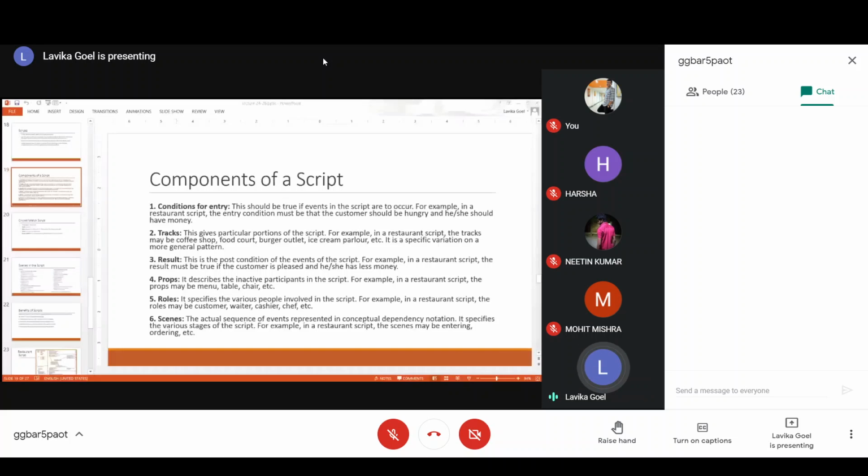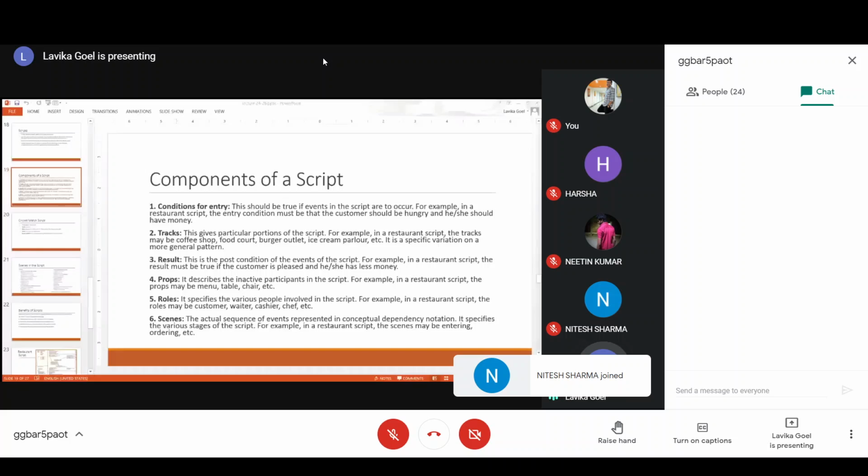Then result is post conditions of the script. So when you execute that script, what is the result? For example, when you execute the restaurant script, your result would be that the customer is pleased and he has got less money because he has given some money to the hotel owner, right? So these are the result.